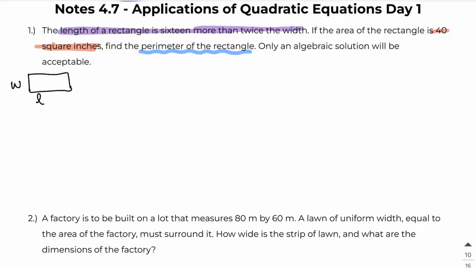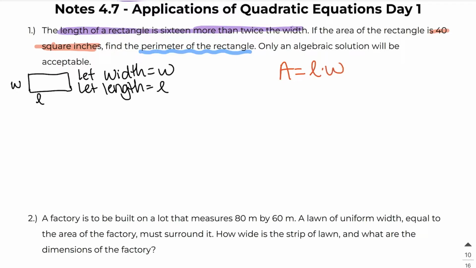We're going to write some let statements. If we don't know the width or the length, we're going to say let the width equal W, and let the length equal L. We also know that the area of a rectangle is length times width, and we're told that our area is 40. So I can replace the area here with 40. This is really key information: the length of a rectangle is equal to 16 more than twice the width. So we have to write twice the width and then add 16 to that.